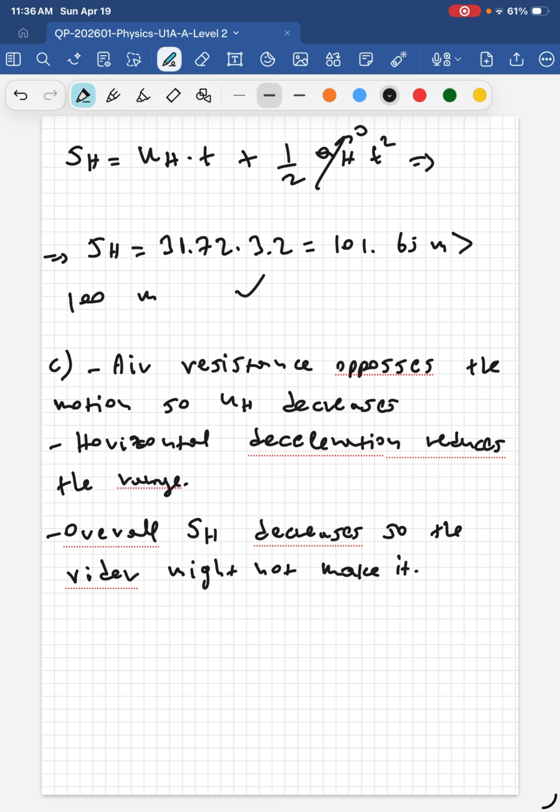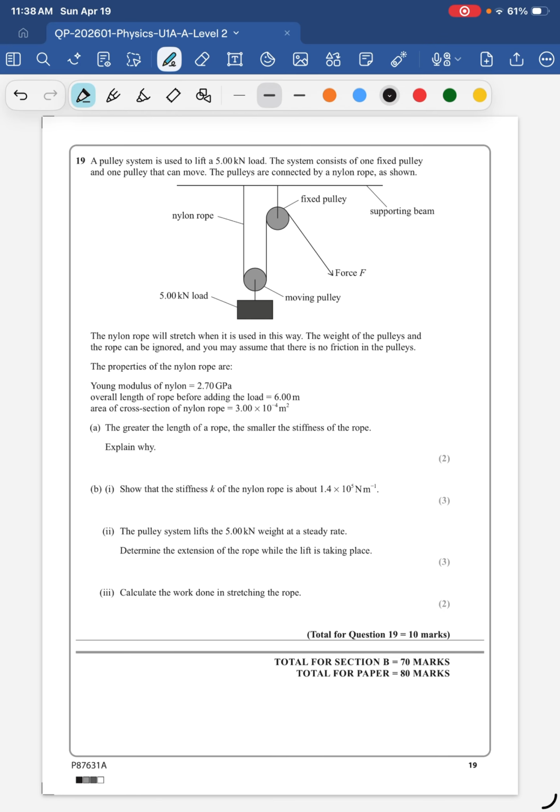Okay, this was question 18, guys. So we are ready to move on to question 19. Question 19: a pulley system is used to lift a 5,000 newtons load, or 5 kilonewtons. The system consists of one fixed pulley and one pulley that can move. So this is the moving pulley, I guess. The pulleys are connected by a nylon rope as shown.